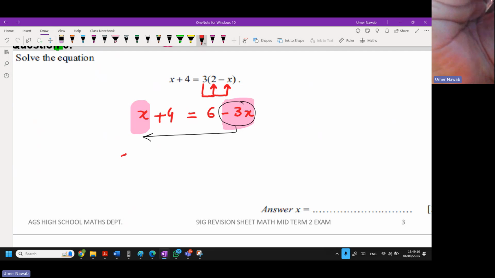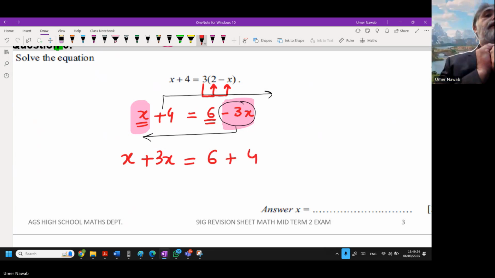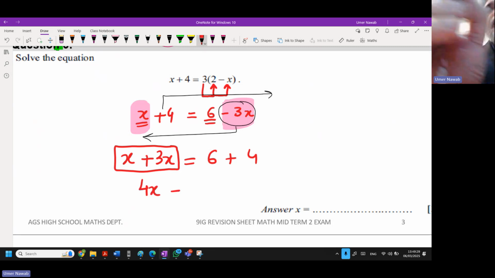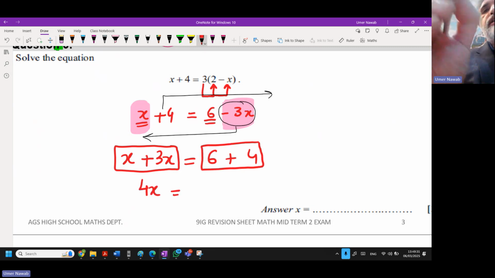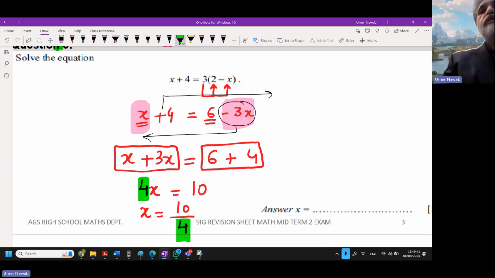So I'm going to write here x already there. And then minus 3x changes to plus 3x equals 6 was already there. And this plus 4 will be shifted to the right. So I write it like that. Now, x plus 3x is 4x, and 6 plus 4 is equals to 10. And now x is equals to 10 over 4, because this 4 is multiplying here. It goes on the other side. So 10 over 4 is my answer.